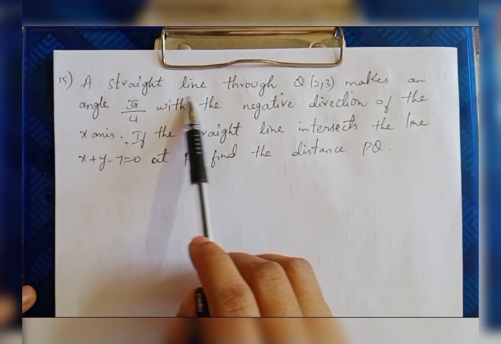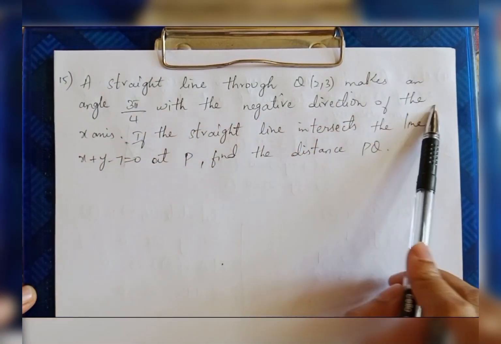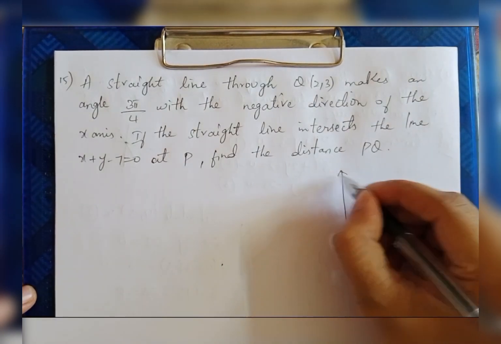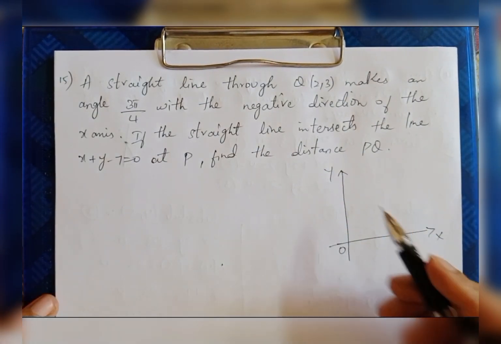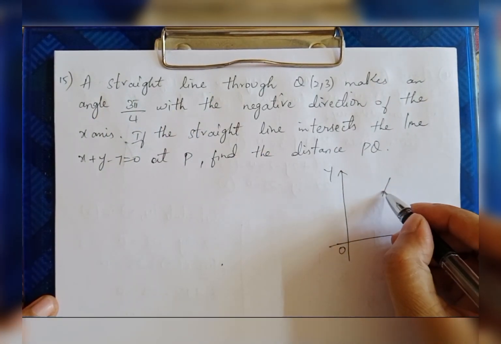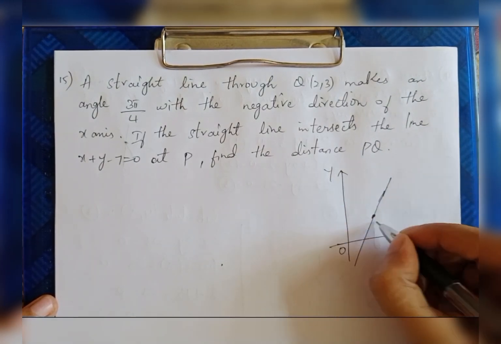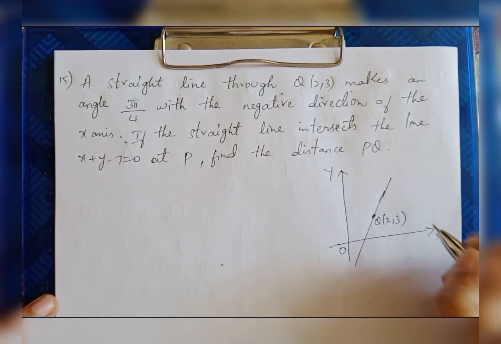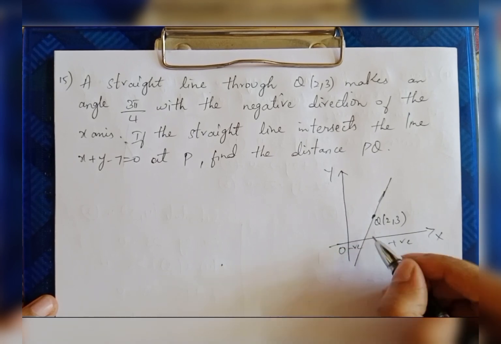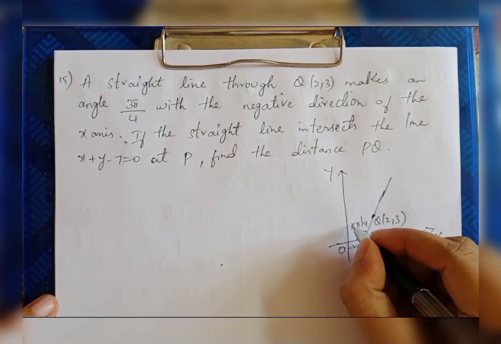So the next question is: a straight line through Q 2 comma 3 makes an angle 3 pi by 4 with the negative direction of the x-axis. As we know, there are the two axes x and y. This will be our origin. So one straight line is there, and this straight line has a point Q 2 comma 3. This side will be positive and this side will be negative of the x-axis. So with the negative axis it makes an angle of 3 pi by 4.